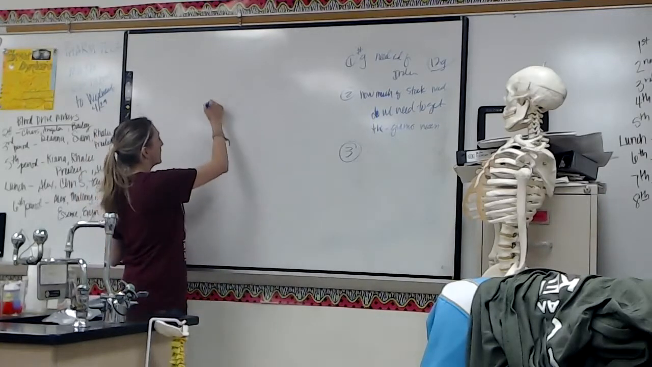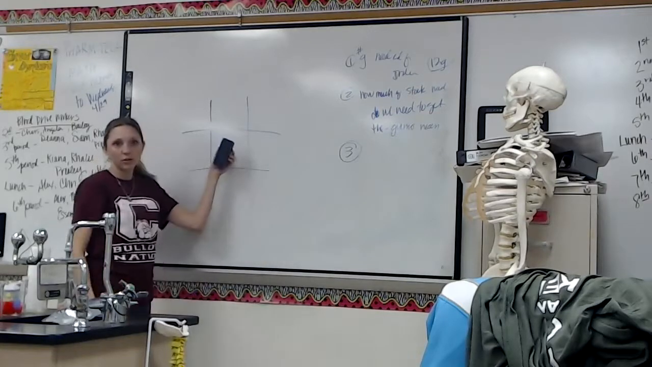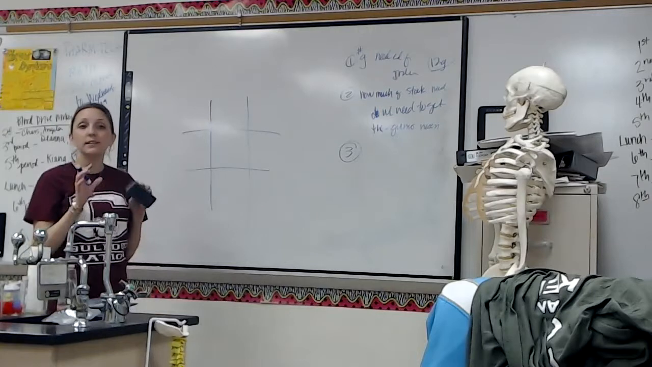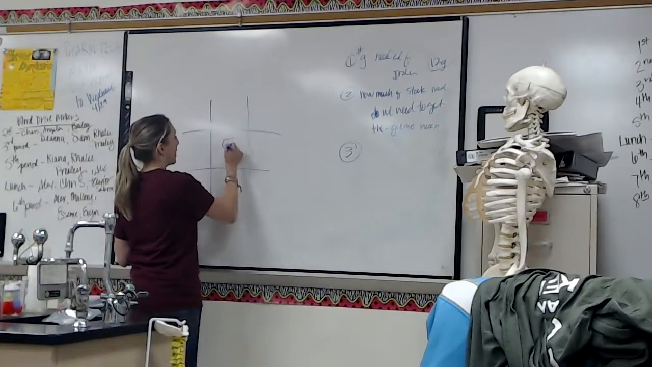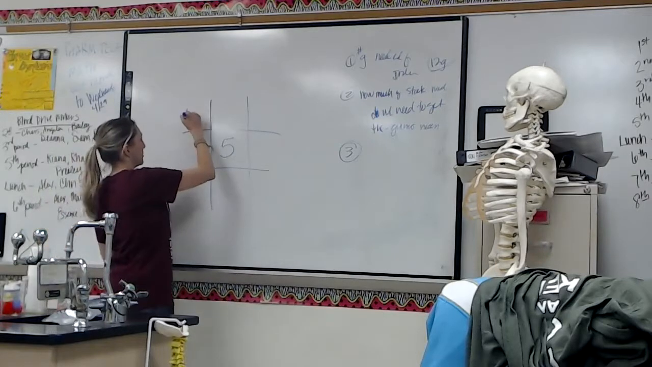So if I use alligation, like I told you guys the other day, you put your tic-tac-toe in the middle. Remember, you put the percent that you want. So I want 5% of a solution. My stock has 10%.